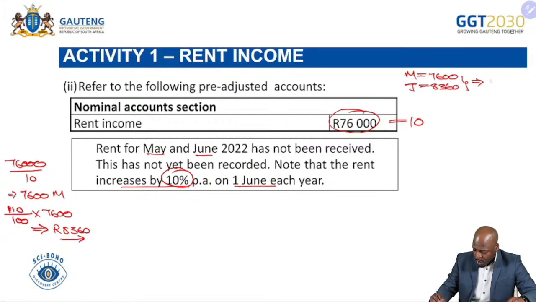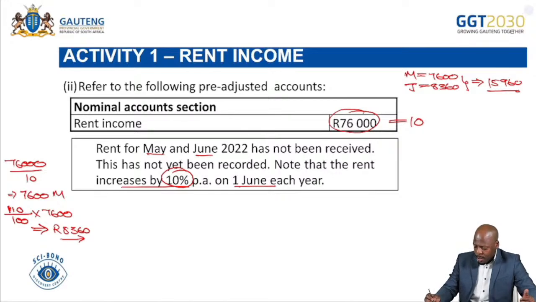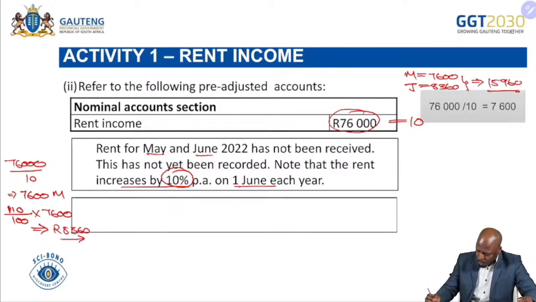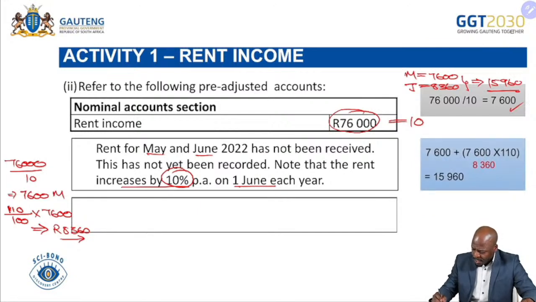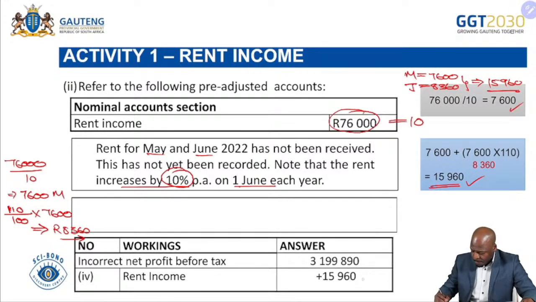All right, thank you. Someone is saying we get 15,960. 15,960. Therefore, we are going to adjust this one. But let me show you the other way that you could have done this as well. So here is the same calculation that I just showed you, and then you will find that once you have your 15,960 here, already, you will then show it as rent income.